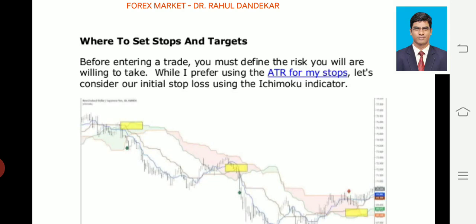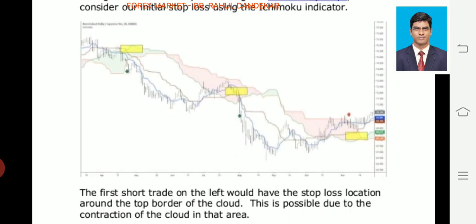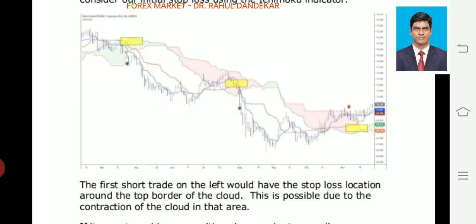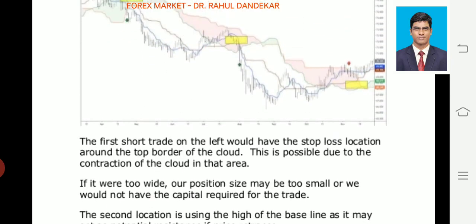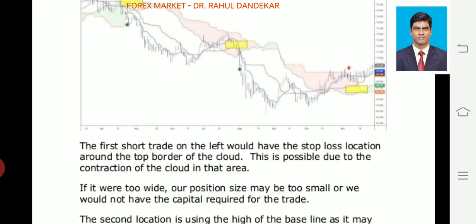Where to set stops and target. Before entering a trade, you must define the risk you are willing to take. While I prefer using the ATR for my stops, let's consider our initial stop loss using the Ichimoku chart indicator. The first short trade on the left would have the stop loss location around the top border of the cloud. This is possible due to the contraction of the cloud in that area. If it were too wide, our position size may be too small or we would not have the capital required for the trade.